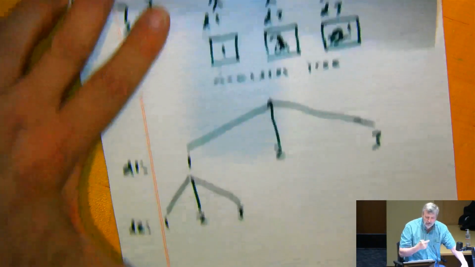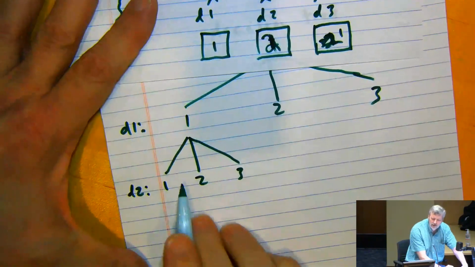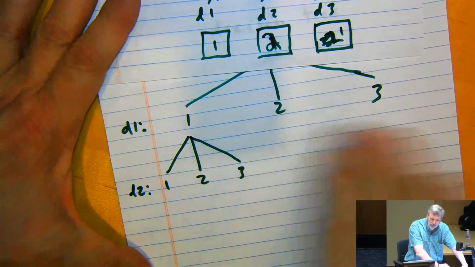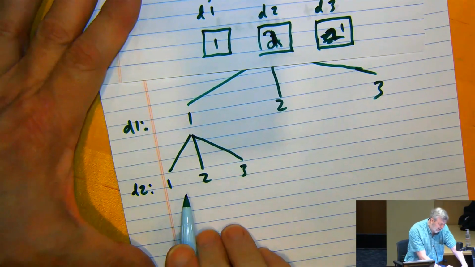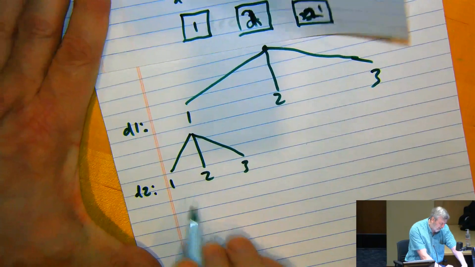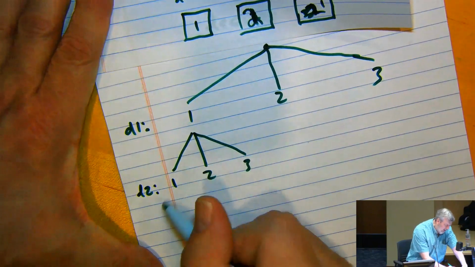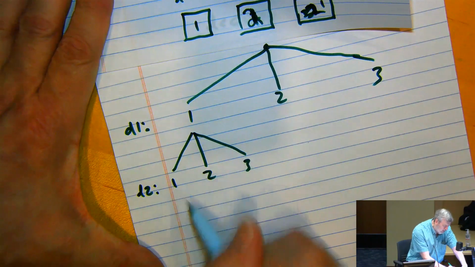I'm going to run out of space here. You can see, I should have pushed this over to the right a little bit. But I'll show you. I've got a picture of this that I'm going to show you in a second. And then, suppose D2 has chosen 1.